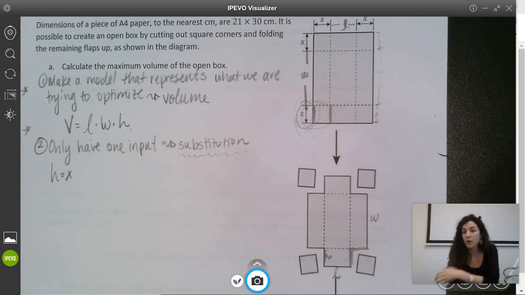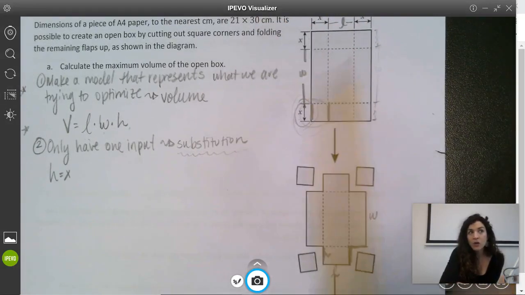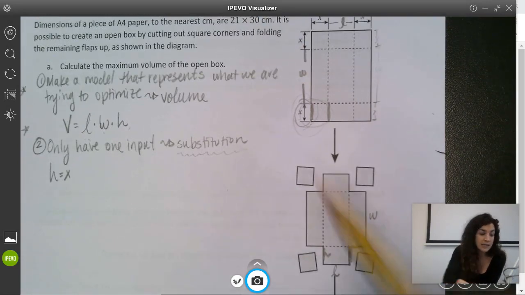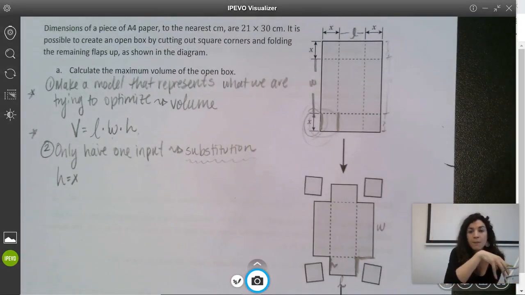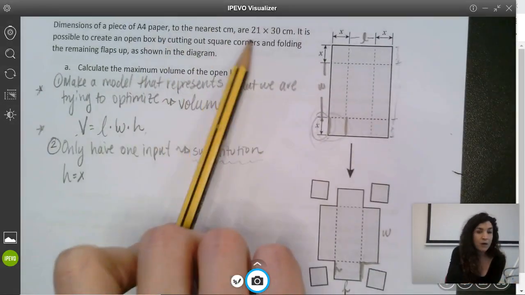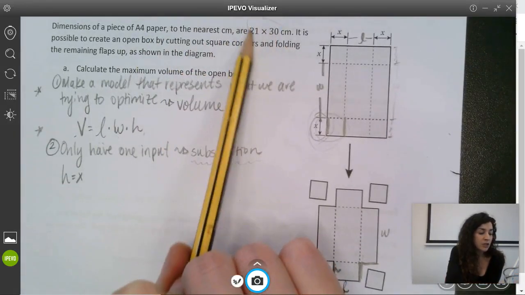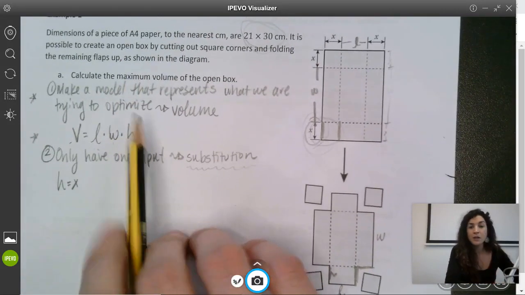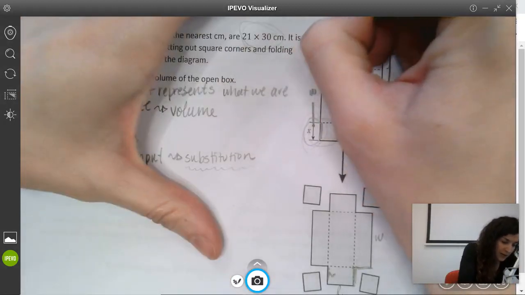Now we need to create more relationships that can help us out. We've seen that x plus w plus x equals that whole dimension, but you might be feeling stuck here: what next? I see that they create this whole side. What else do I know? We've pulled as much information as we can from this diagram, but we haven't looked at what's going on in this paragraph. Notice that it does tell us some numbers. Pay attention to the numbers. They're big. Highlight them. 21 by 30. So this whole dimension is 30, and this whole dimension is 21.